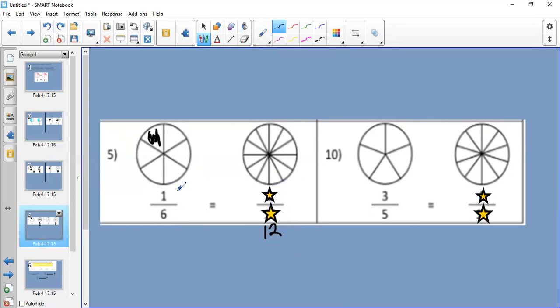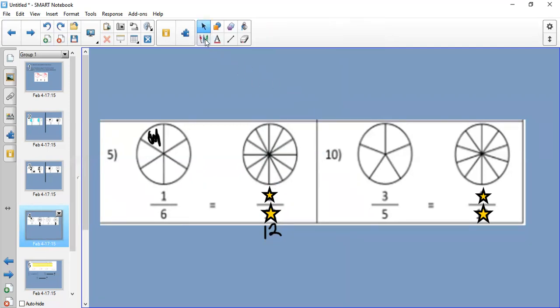Multiply our numerator here by a number and multiply your denominator by a number, and you will find out what your equivalent fraction is. And then you can shade in the number that is on top of the fraction, the numerator, to tell you the fraction of the shape. We'll do question 10 together.